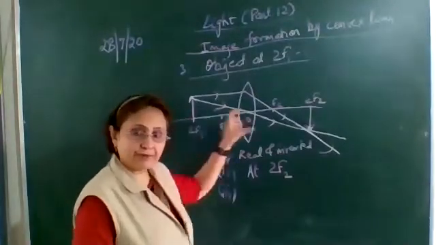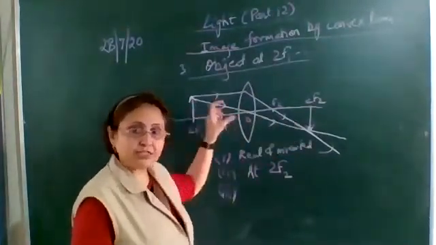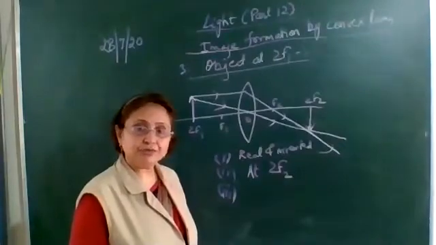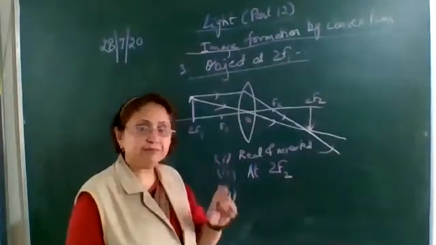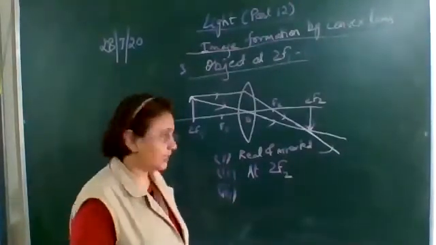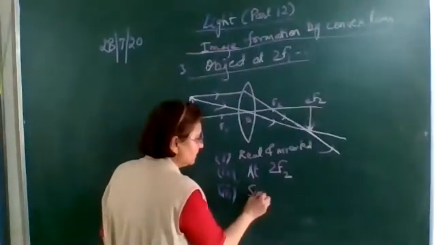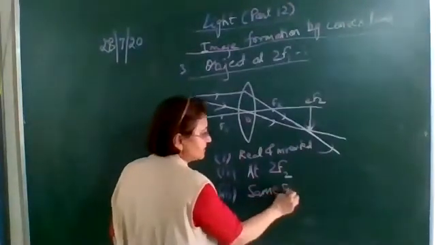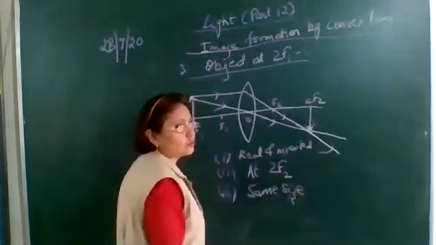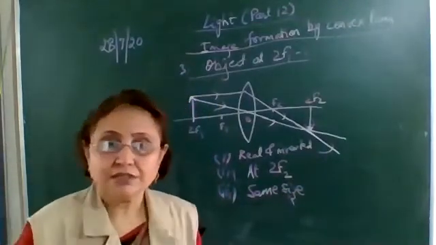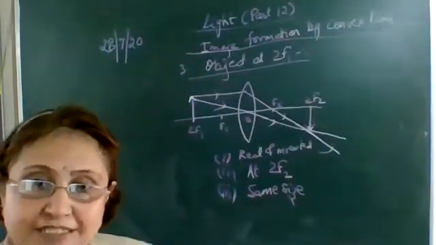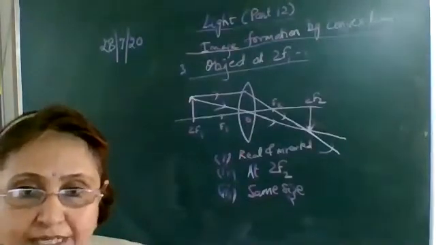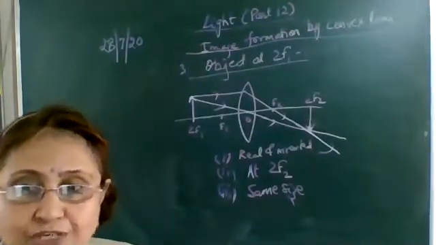Now the third point, size of the image. Draw it with the help of a scale and measure the height of the object, height of the image. You will see that the height of the image is equal to the height of the object. So the image is same size as that of object. So the image and the object both are of equal size.